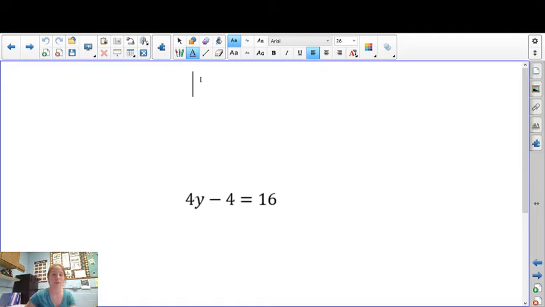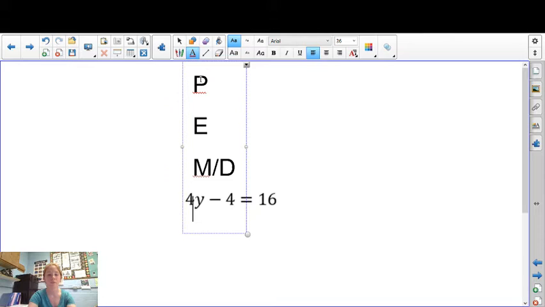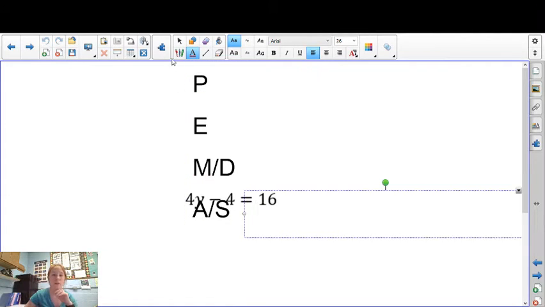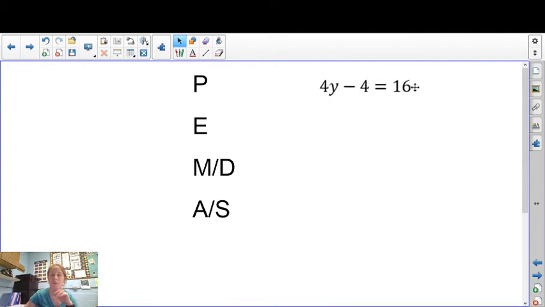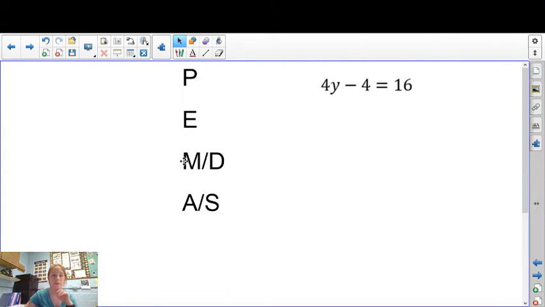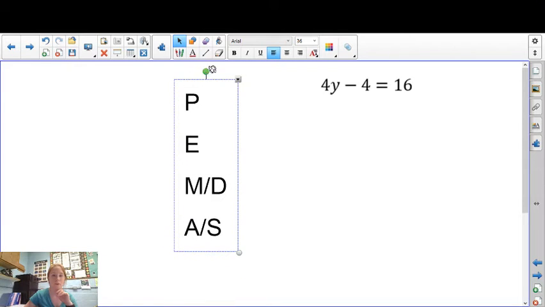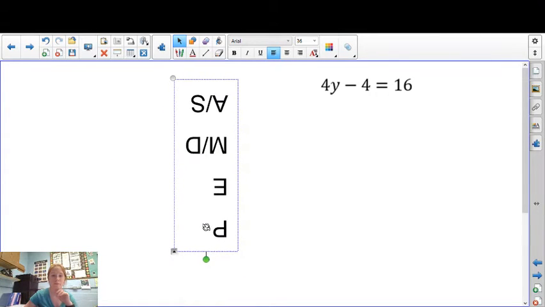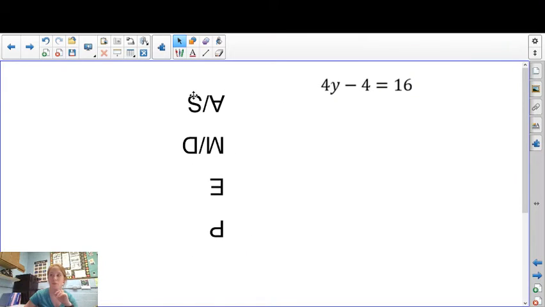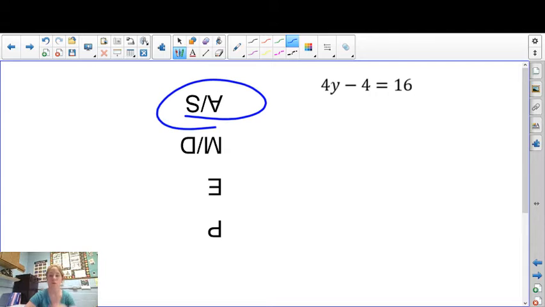Typically, we go based on our order of operations: our parentheses, our exponents, multiplication or division from left to right, addition or subtraction, left to right as well. However, when I do this guy, we're going to go backwards. We're going to flip him upside down. We're actually going to undo our addition and subtraction first. So I know it's kind of upside down, but I think you know what I'm saying.